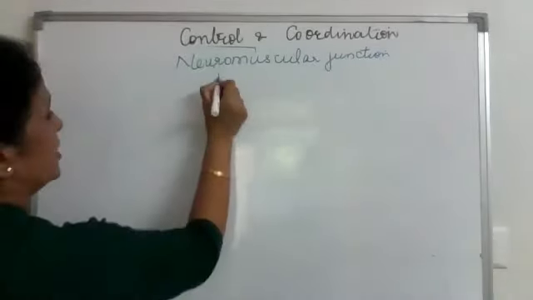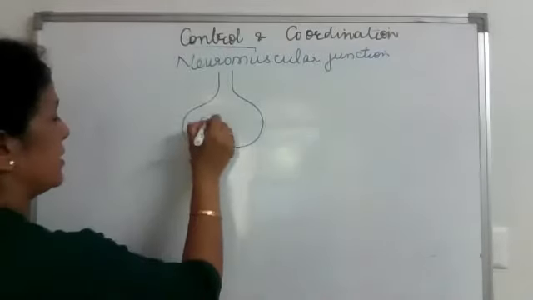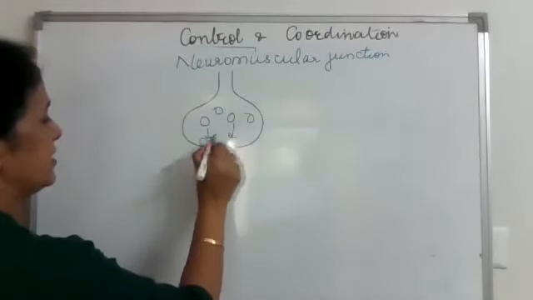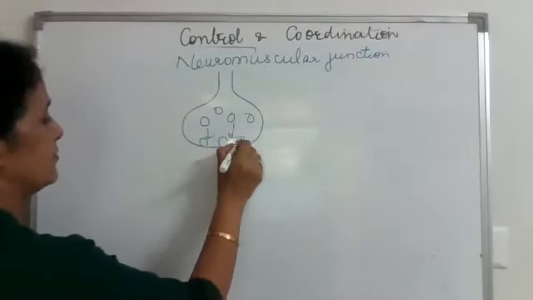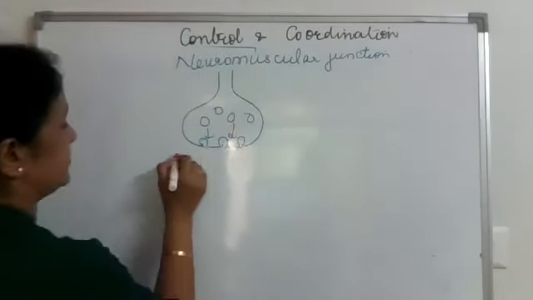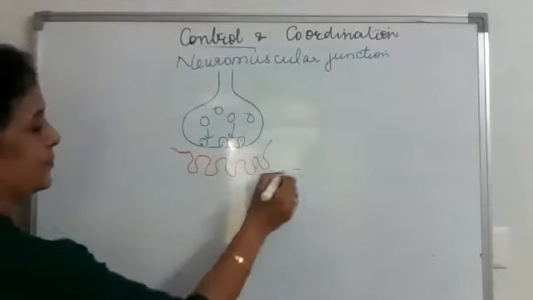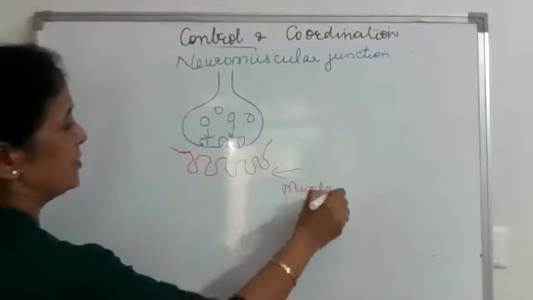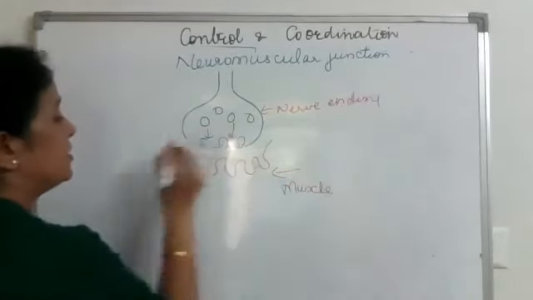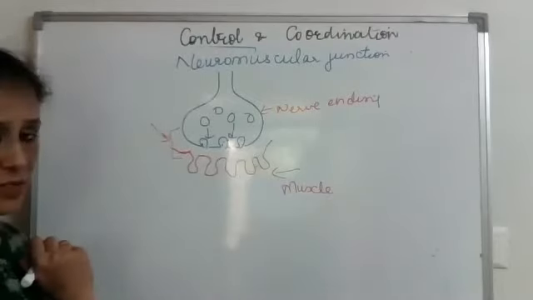Again in this, we will draw a nerve ending, and this nerve ending is having vesicles, and when it reaches here, these will combine with the membrane here. Now, there is the muscle. This is the muscle, and this is the nerve ending. So now, this space is not called the synaptic cleft. Now, this is the neuromuscular junction, right?